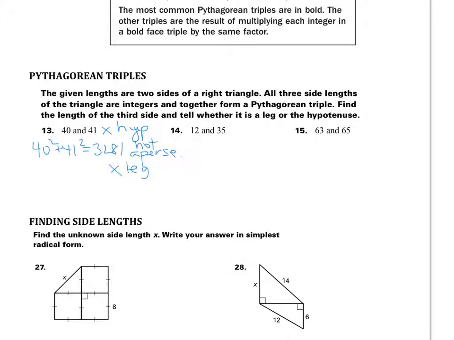So then if x is a leg, the longest piece up here will be the hypotenuse. And when you subtract them, you get 81. So x equals 9, and it would be a leg. So I would test it as a hypotenuse first.